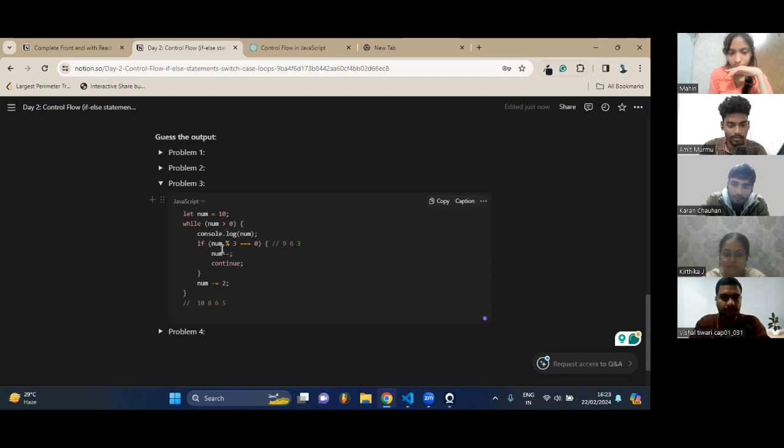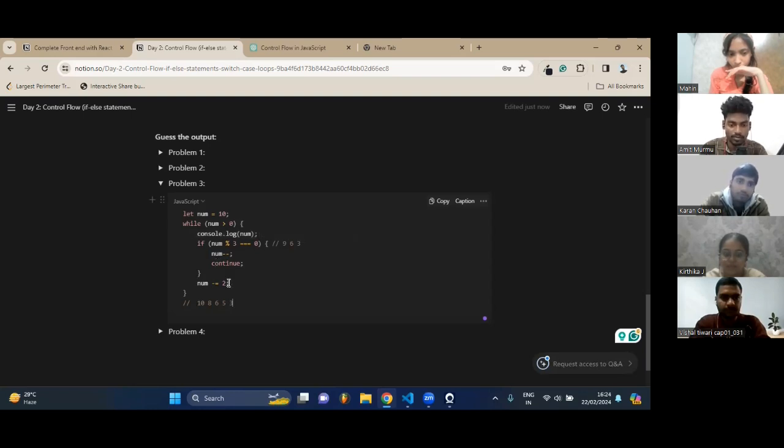It is not divisible by 3. Now we are skipping this if block. We are again coming in here. Now from num, which is 5, we are decrementing 2. So now our num is 3, and on the next iteration we are logging that 3. So after logging we have 3. Again we are checking if that num is divisible by 3 or not. It is divisible. We are coming into the if block, and we are decreasing it one more time. So now our num is 2, and we are continuing from that 2.